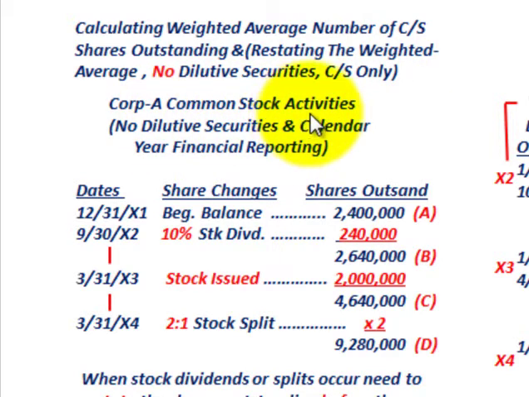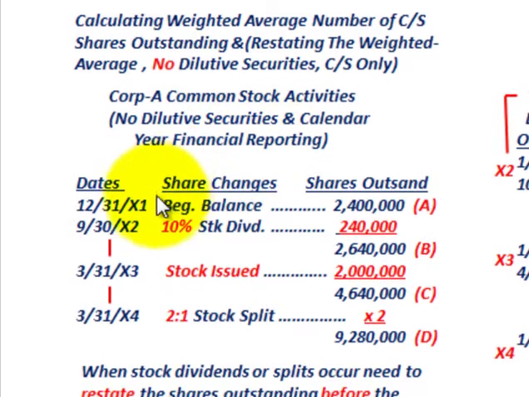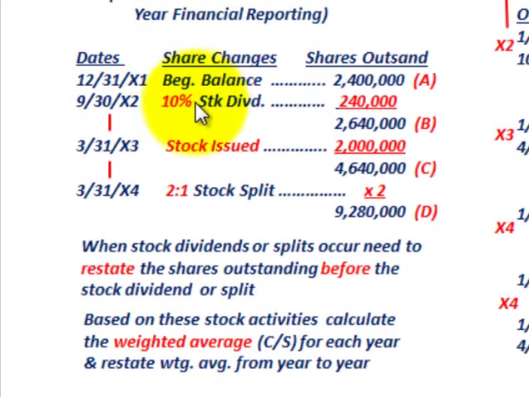Corporation A has these common stock activities. Again, no dilutive securities, and they do the reporting on a calendar year basis for their financial reporting. So this is what we're going to be looking at. We're going to be looking at stock dividends. We're also going to look at some stock issued, and we're going to look at stock splits.